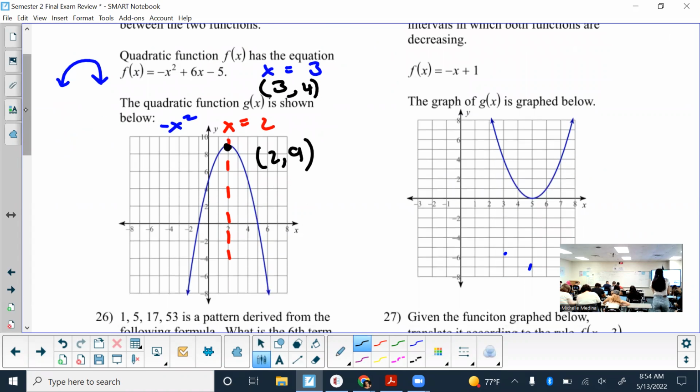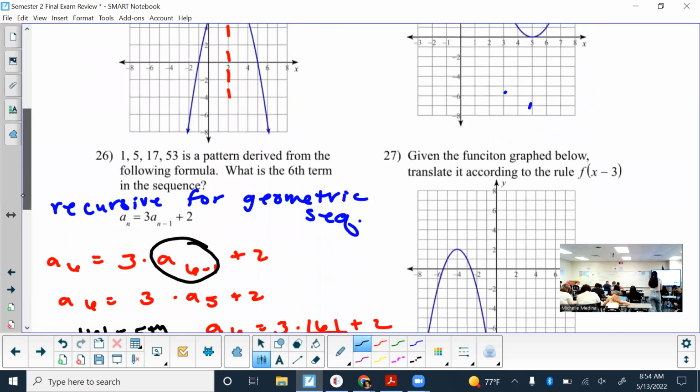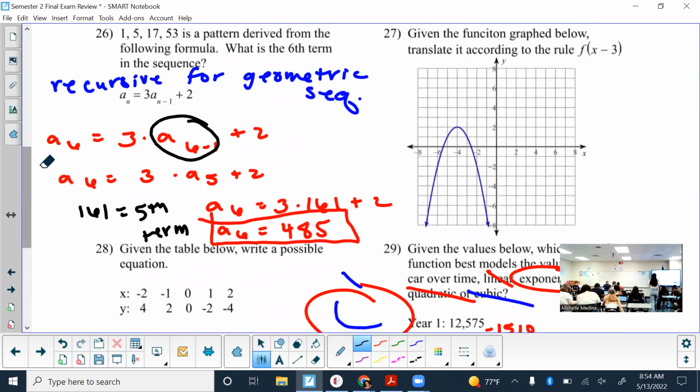So if you can do every single problem on the review, then I don't see why you can't do well on the final. So it's also split to where the first half is like day one of the final and the second half is like day two. So really close together. Anyway, so 26, it was kind of a weird problem.